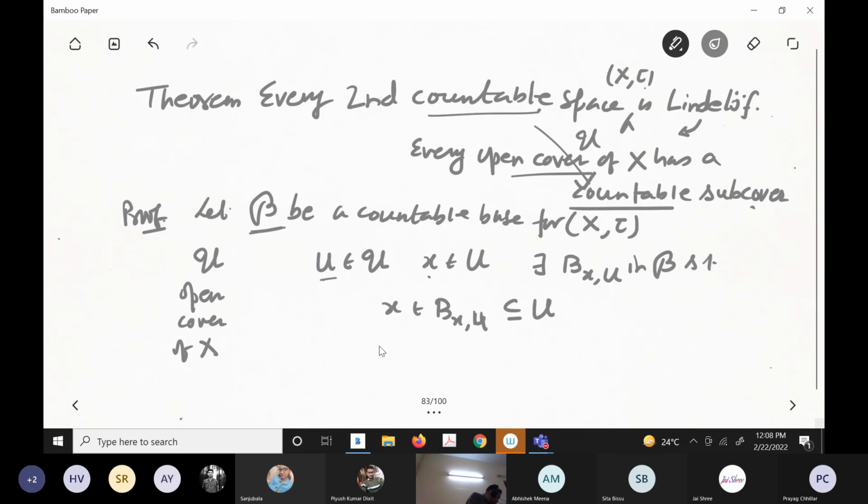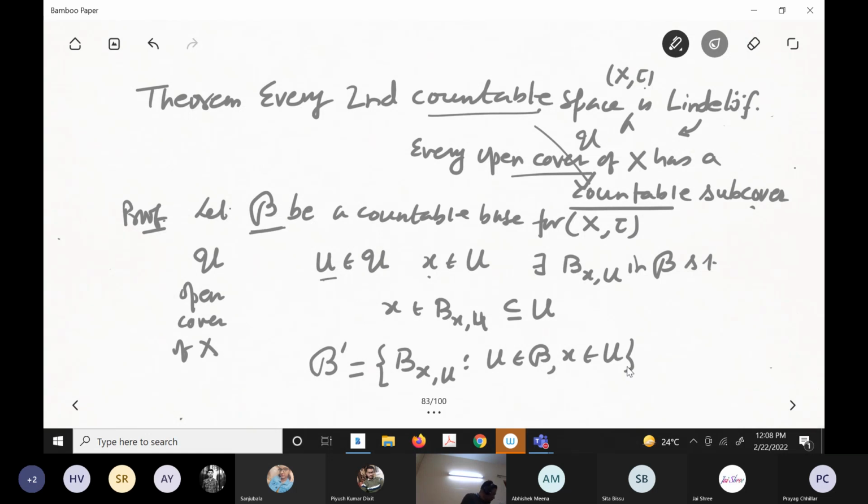Now take this collection, and let's call it B prime. What is B prime? B prime is the collection of B_xU where U belongs to the cover and x belongs to U. Now look, each B_xU is actually a member of B, so B prime is a subset of B. Since B is countable, B prime is countable.